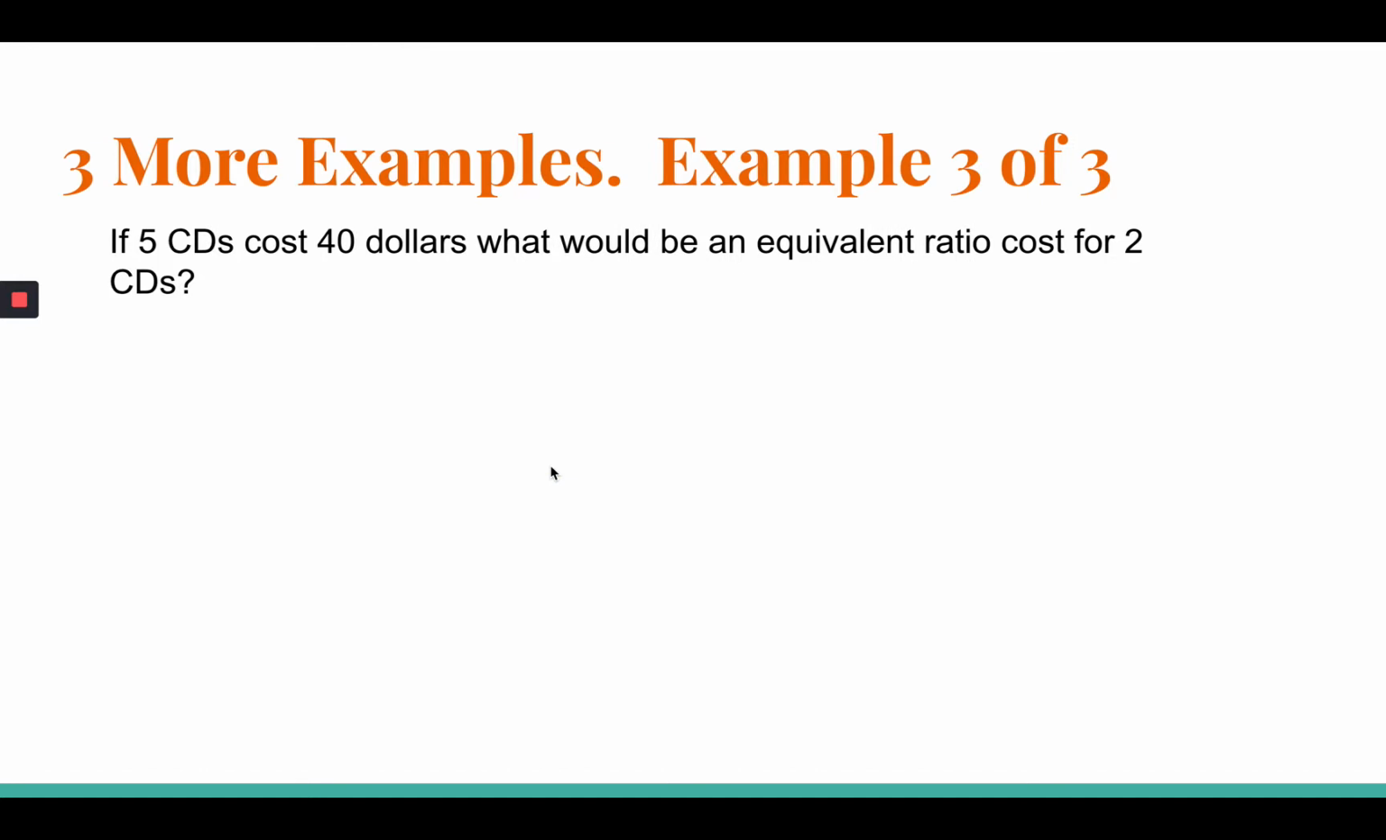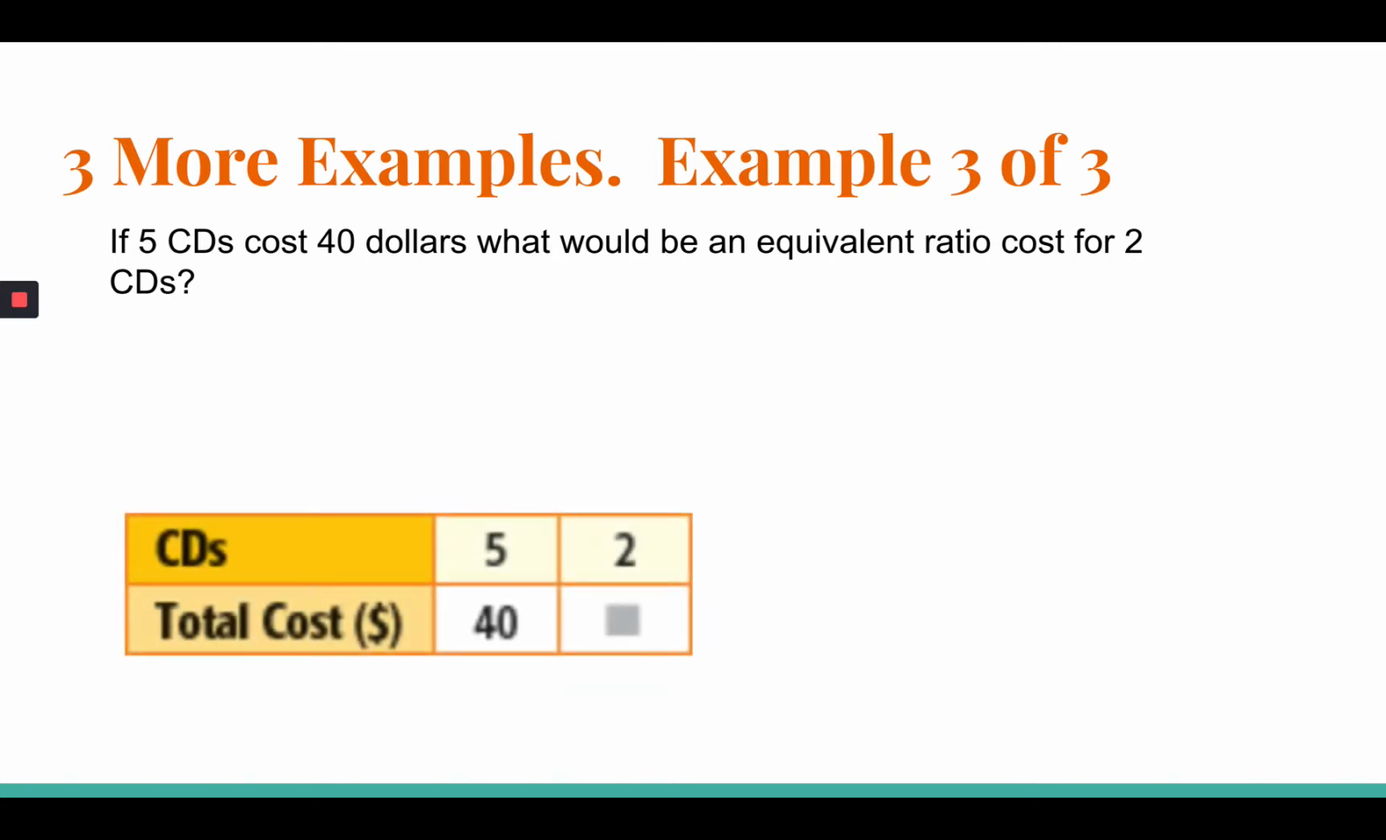All right, last problem, example 3 of 3. If 5 CDs cost $40, what would be an equivalent ratio for 2 CDs? I want to give you a hint. This is a 2-step problem. So in this one, you can't do it in 1 step necessarily. You've got to do it in 2. And go ahead and pause your video now if you want a minute to solve.